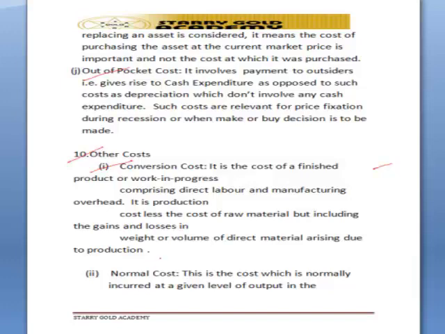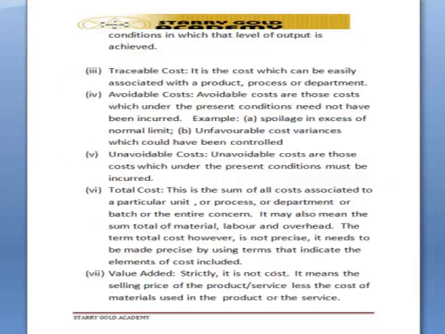Another form of cost is what we call normal cost. Normal cost is the cost normally incurred at a given level of output, in the conditions in which that level of output is achieved. Then we also have traceable cost. It is the cost which can be easily associated with a product. Remember the cost classification based on association with a product or department. We call it traceable cost.